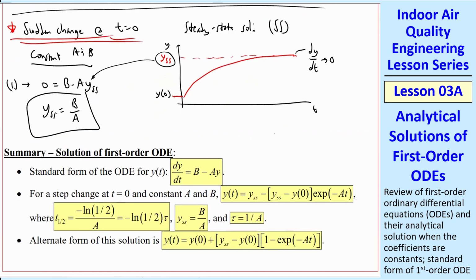We have the standard form here, and if you have a step change in constant a and b, you get this solution here in terms of y_SS and the initial y of 0. Actually, b drops out there, but b is necessary to calculate y_SS. There's a time constant, tau, that's 1 over a, and there's also a half-life, t_1/2. We'll discuss that in a minute. And then here's the expression for y_SS that I just gave you. An alternate form of this equation: these are equivalent. It's just sometimes this is more convenient to deal with.